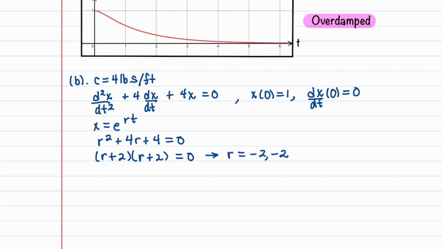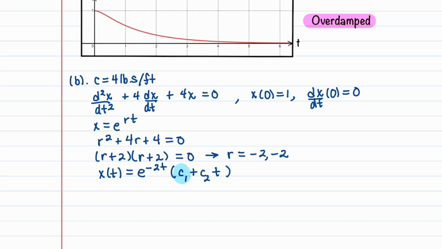And our solution is x of t is equal to e to the rt. So this is e to the minus 2t. And then because of our repeated root, the second part of our solution looks like this. It's c1 plus c2 times t. I have a video on that if you need to review how to get that type of solution.